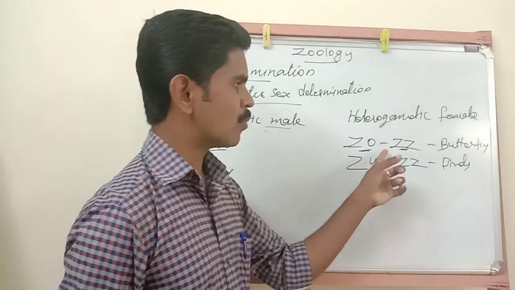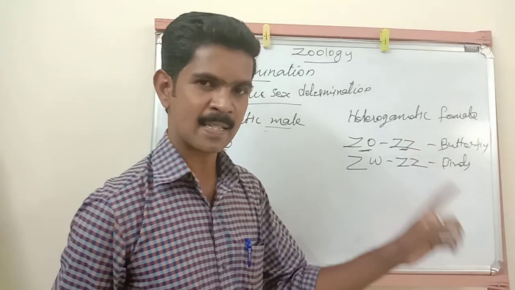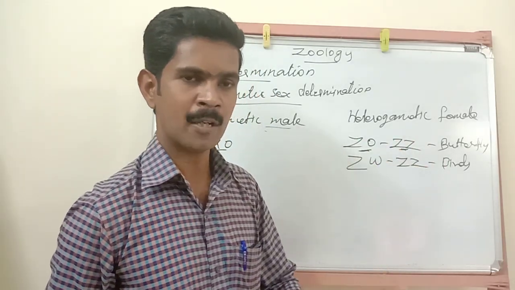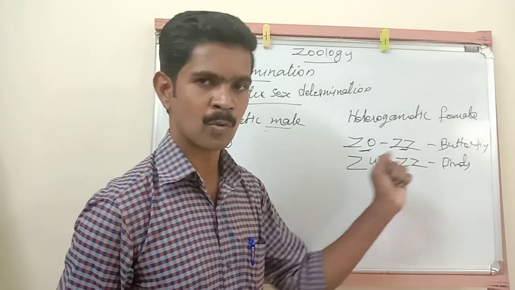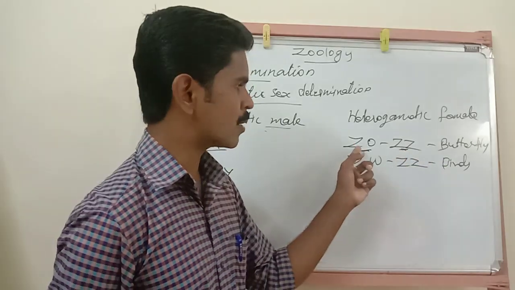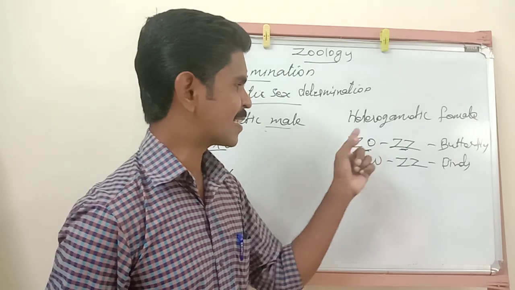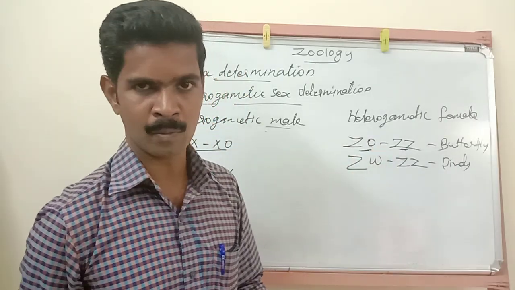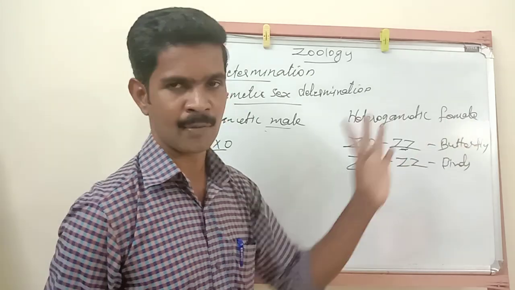So in ZO, ZZ type of sex determination, the male produces only one type of sperm, having one Z chromosome, but the female produces two types of eggs: some eggs carrying a Z chromosome and in some eggs there is no Z chromosome. Example, butterfly.